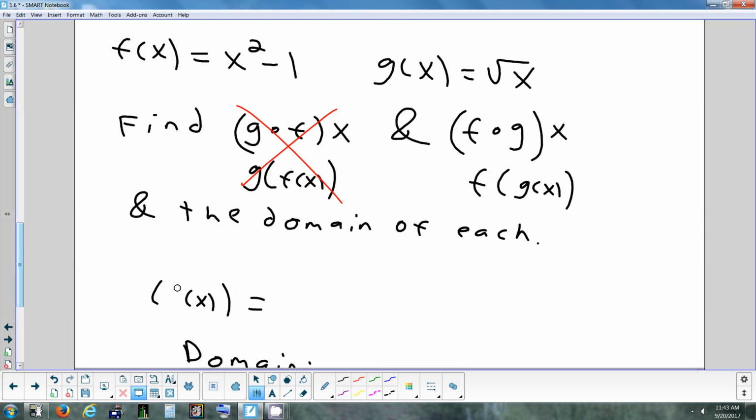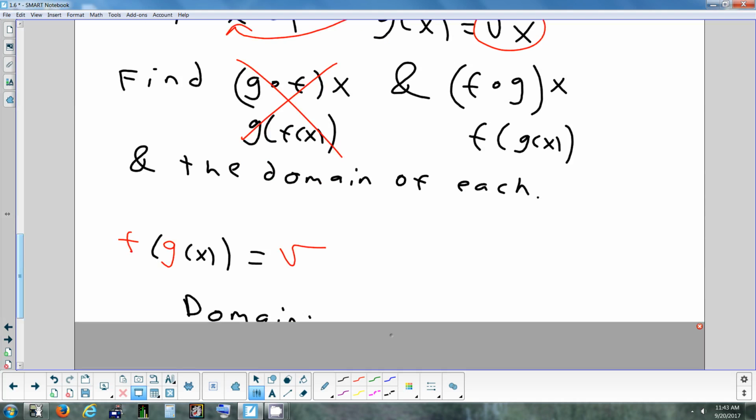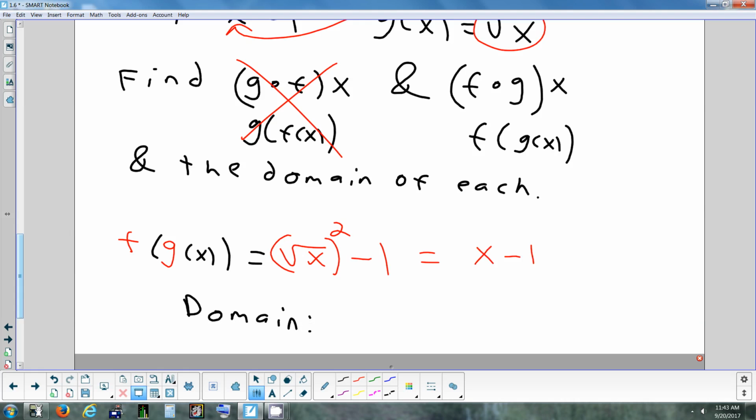So we'll make that f of g of x. So f of g of x, take function g, plug it in for the variable. So I get the square root of x squared minus 1, similar to one we just did. Any question on that? Now, what does that simplify to? X minus 1.